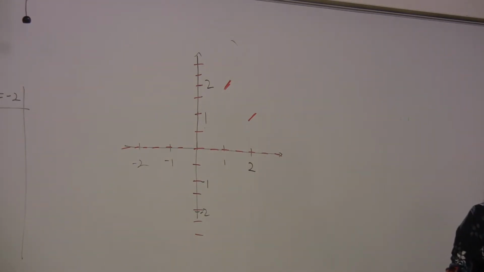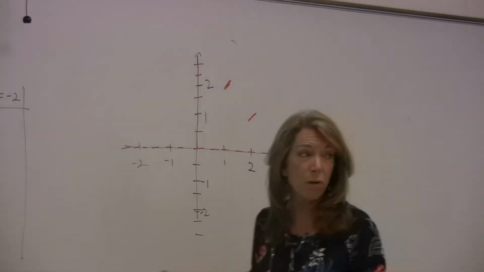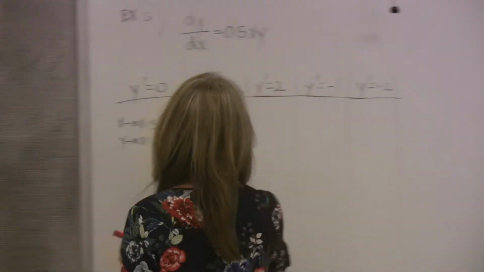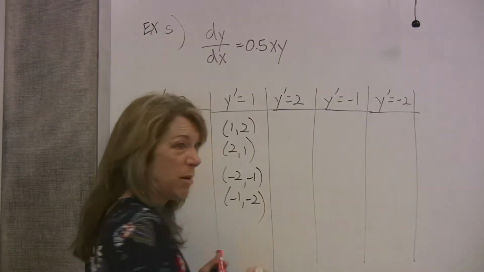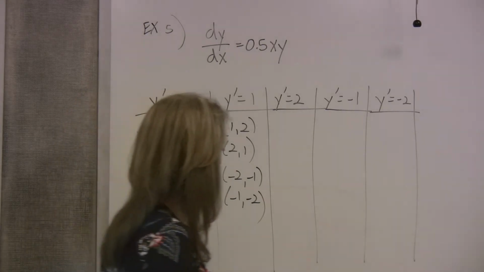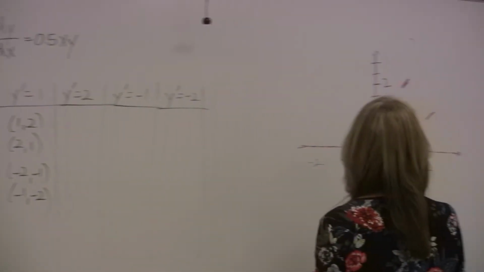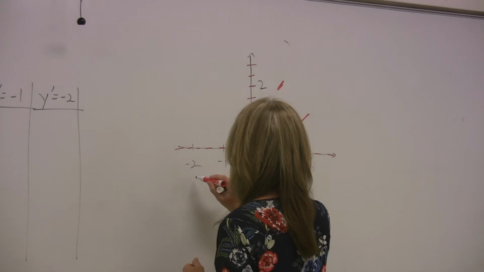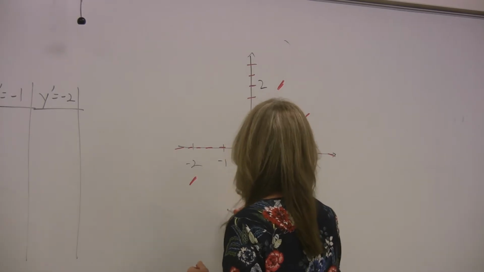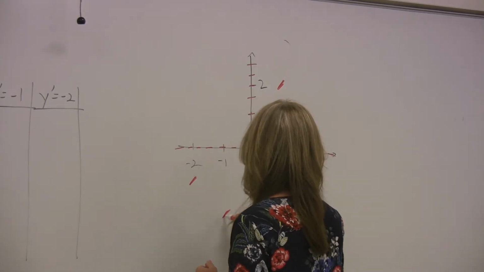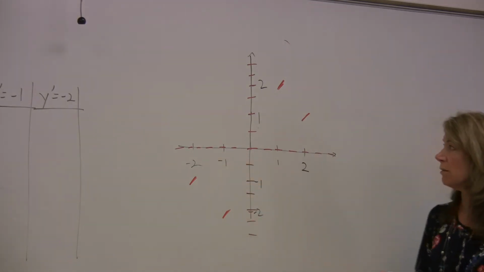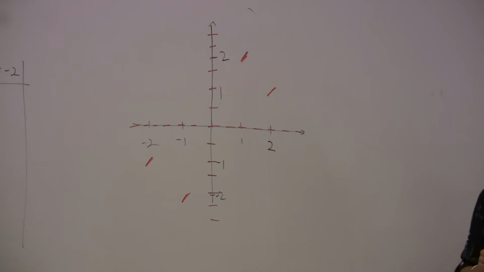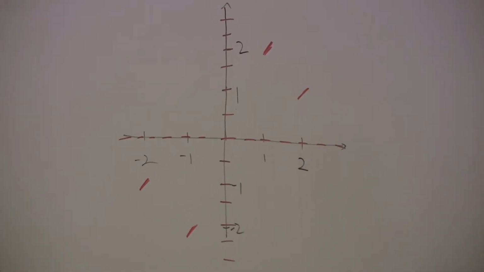Where would the other ones be? I don't know. Negative, like for example, -2, -1. Yeah, -2 and -1 and -1 and -2, same thing. (-2, -1), the slope of 1, and (-1, -2). So at (-1, -2) and (-2, -1). Okay, we'll see if that's enough for now. We might need more.